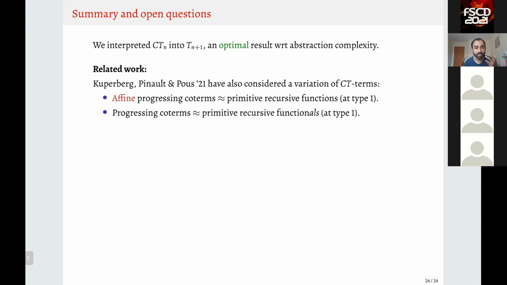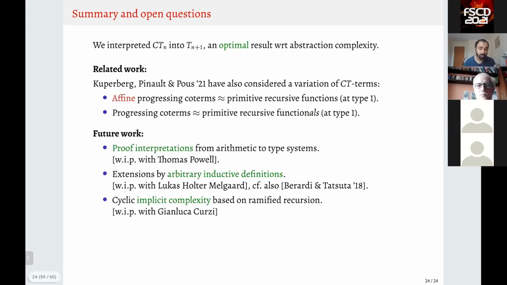And they, in particular, studied substructural considerations. They showed that the affine progressing coterms correspond to primitive recursion, really at type 0, and we're talking about the type 1 functions representable in that framework. Now, they also show a form of progressing coterms corresponding to the functionals definable in system T. And so in this sense, you can see our result as optimizing the result with respect to abstraction complexity and also giving a bona fide logical interpretation. Their work is only at the level of the functionals computed in the term language. And finally, there's a lot of work going on at the moment.